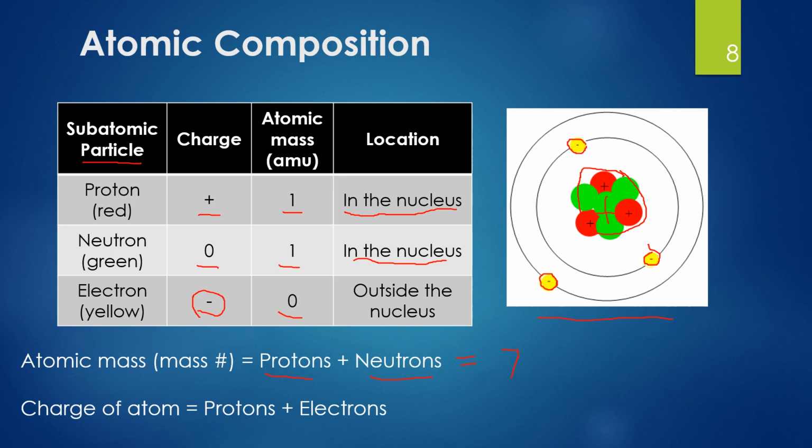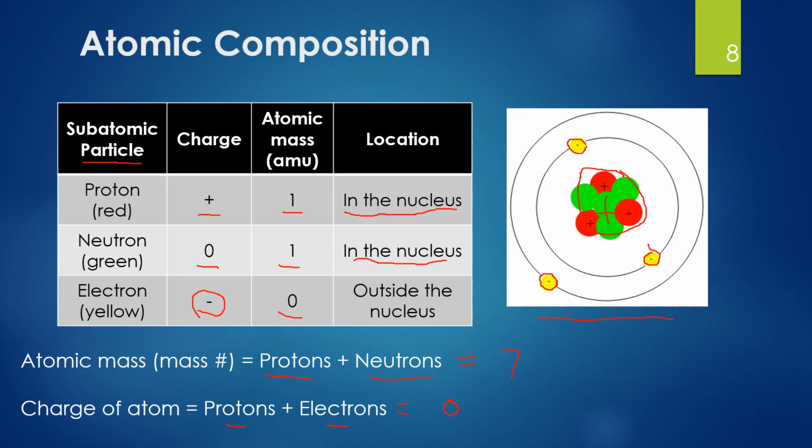What else you can figure out just by using the atomic composition of an atom is the charge of an atom. Now, when you're looking at charge of an atom, you ignore neutrons because neutrons don't have a charge. So you only focus on the protons and the electrons. Now, in the case of this particular atom, there are 3 positive protons located in the nucleus and 3 negative electrons surrounding the nucleus. So, since we have 3 protons and 3 electrons, and remember the electrons are negative, the total charge of the atom is going to be 0.